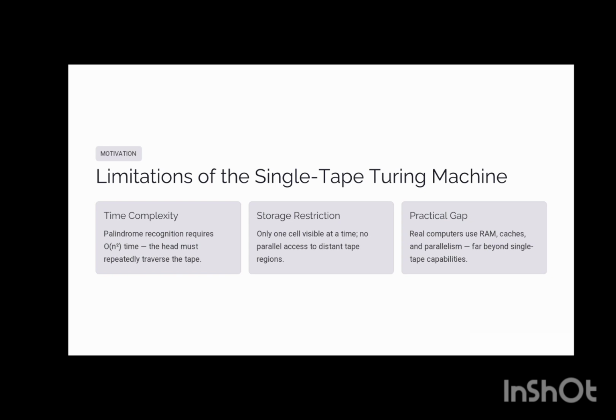Limitations of the single tape Turing machine: computationally powerful but often inefficient, requires frequent tape traversals. Example, palindrome checking takes O(n²) time. It cannot access multiple locations simultaneously. This motivates advanced storage models.